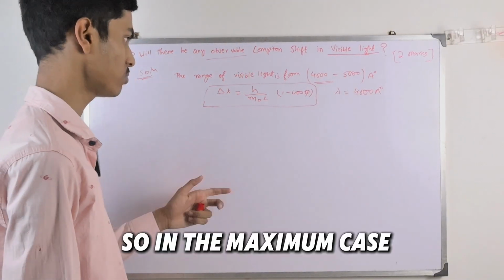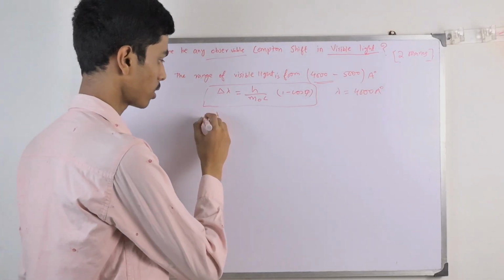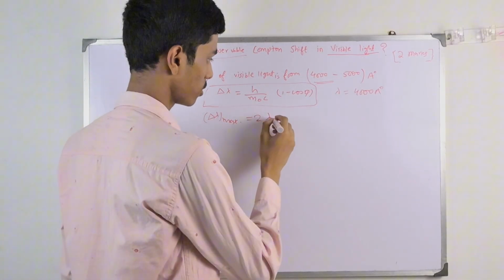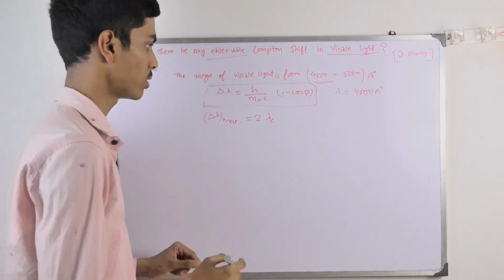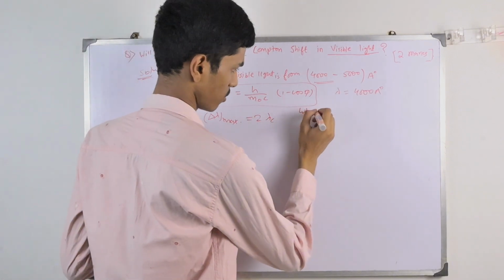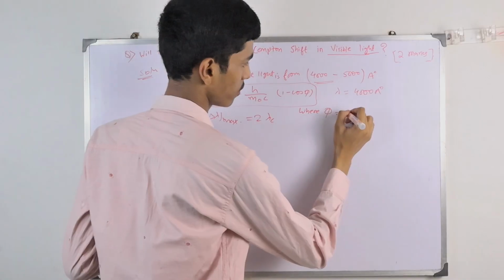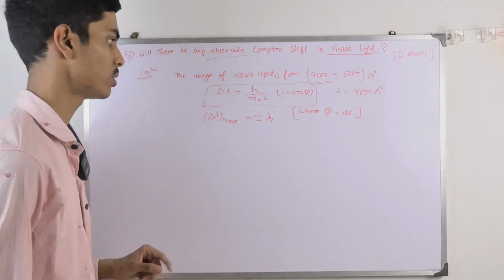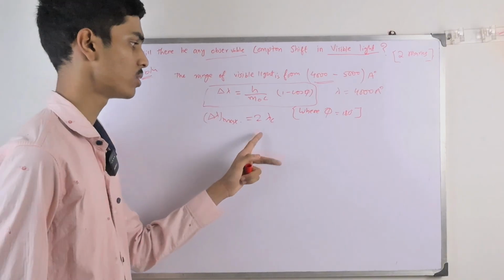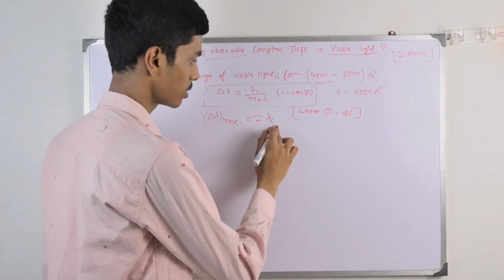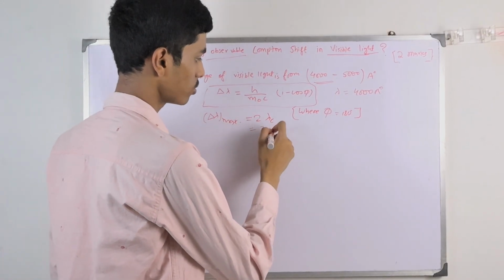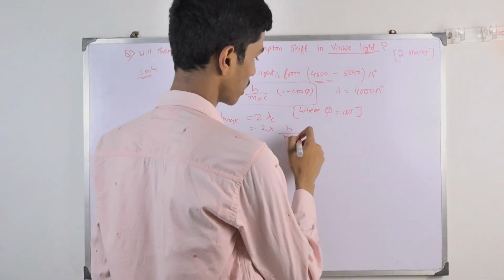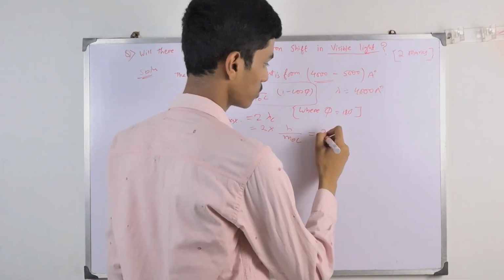In the maximum case, at del lambda maximum, what we got was equal to 2 lambda c, where phi was 180 degrees, meaning the angle of scattering was 180 degrees. So we got this value earlier: 2 lambda c. So how to evaluate lambda c? Lambda c is nothing but h by m naught c, as I have told before.